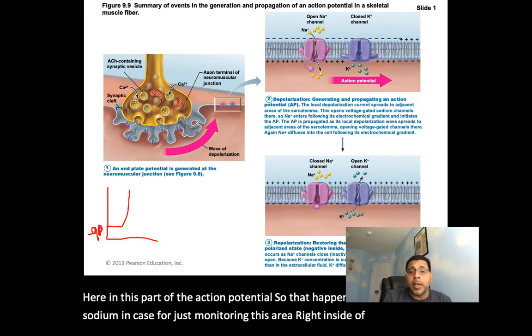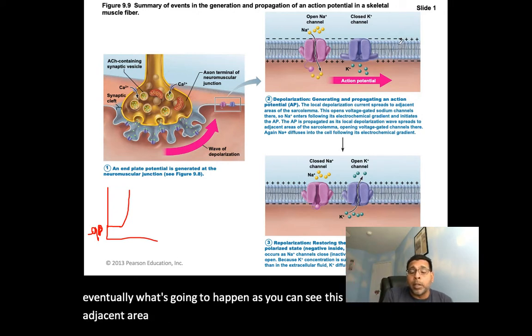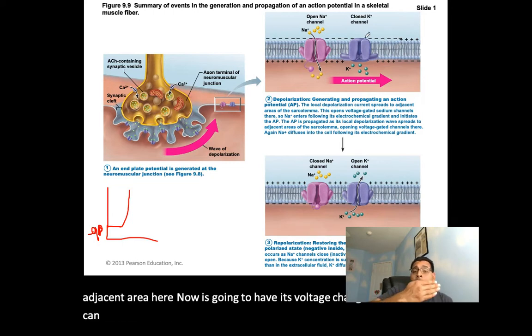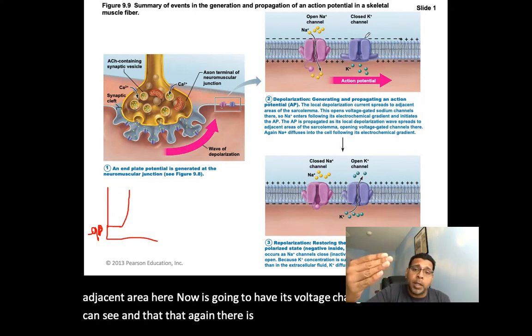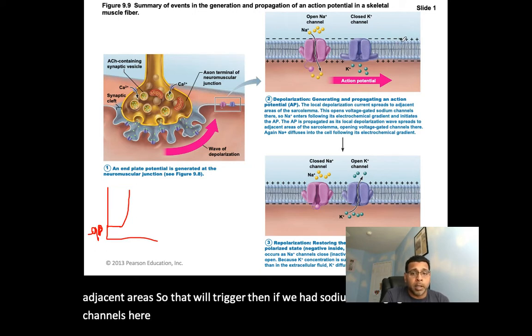And then eventually what's going to happen is you can see this area next to this adjacent area here is going to have its voltage changed as well. And again, there is that domino effect you see spreading to adjacent areas. So that will trigger, if we had sodium voltage-gated channels here, those would pop open now because of the voltage change. Okay, so let's look back at one.